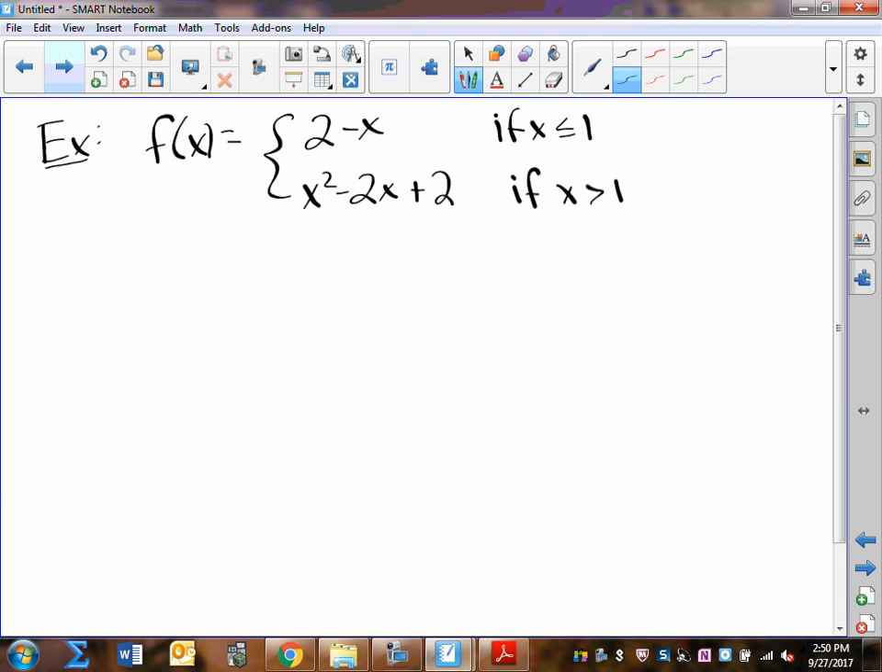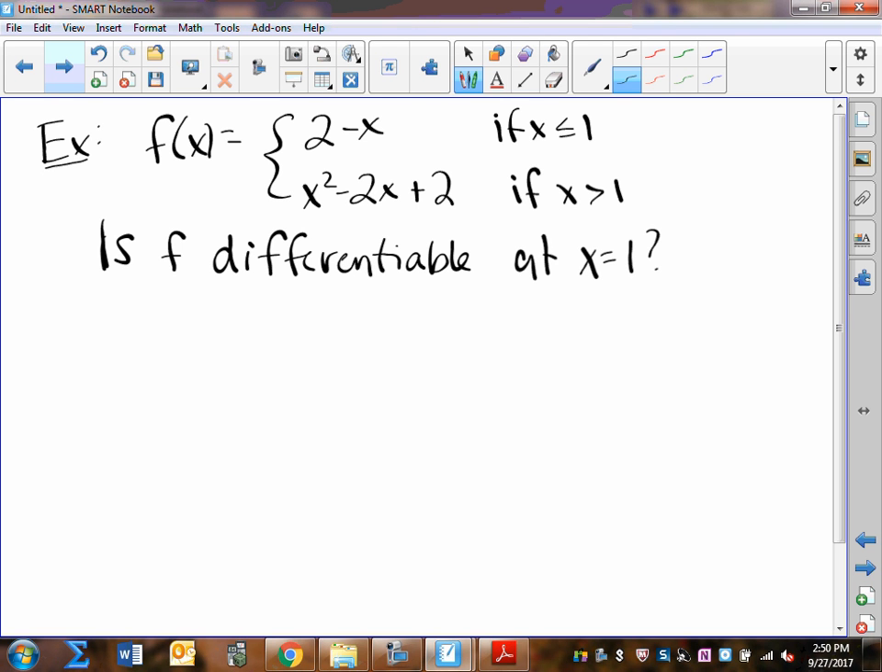Now, the question that we're going to look at, we'll just stick with the first part: is f differentiable? Where do you think we're questioning? They could have asked you, is f differentiable everywhere, or find where f is not differentiable.